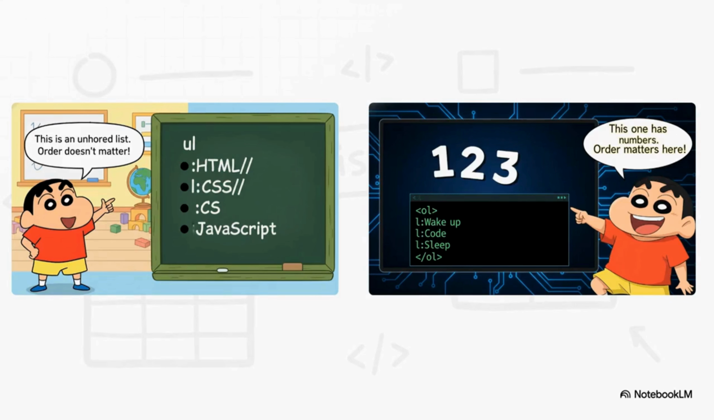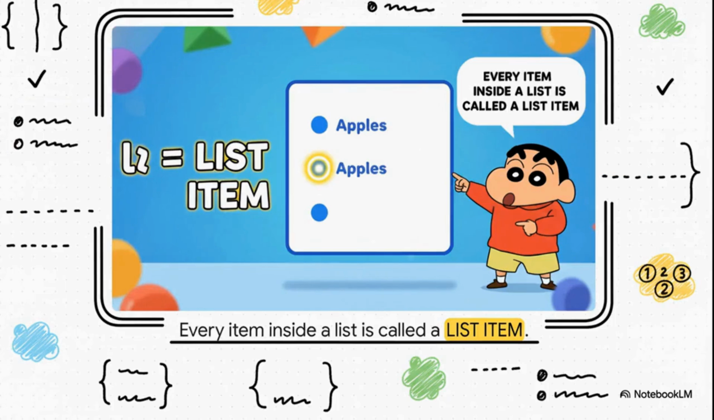And looking at them side by side like this, it just clicks, doesn't it? On the left, our UL tag gives us bullet points because the order of skills doesn't matter. On the right, our OL tag gives us numbers because the order of our morning routine definitely does. Okay, so we have two different kinds of lists. But here's the cool part. Whether it's ordered or unordered, the actual items inside are made the exact same way. Each individual thing, whether it gets a bullet or a number, is called a list item.